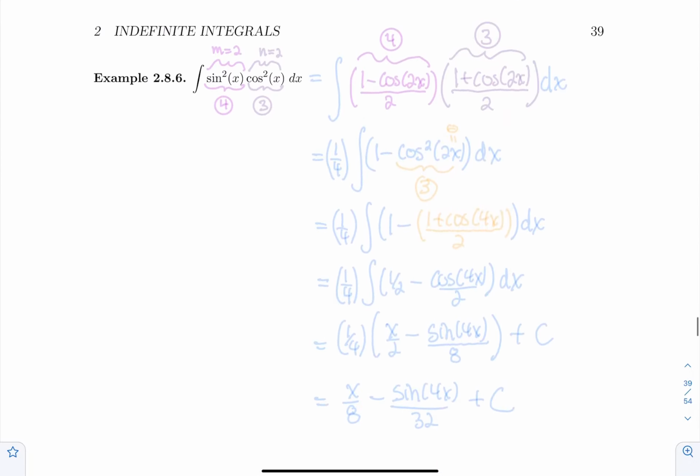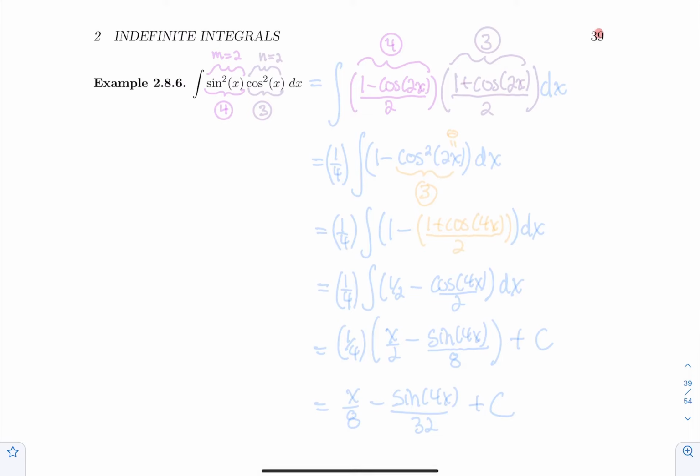All right, next example. Let's integrate sine squared of x times cos squared of x dx. So the first thing you do is you label your powers. Here, the power of sine is 2, and the power of cosine is also 2. So both are even, and we need to use trig identities to get rid of them. The way you get rid of sine squared is by using the fourth trig identity, the double angle formula, and to get rid of cos squared, you use the third trig identity. And then this will become this brand new integral.